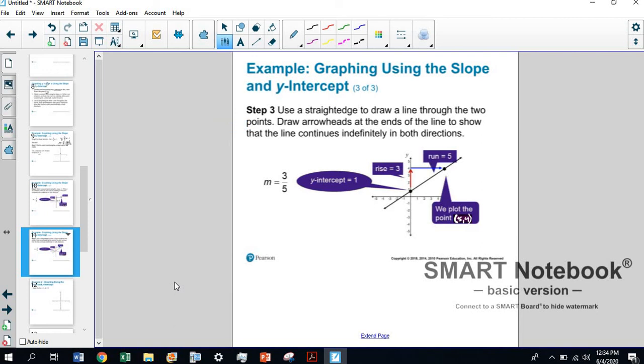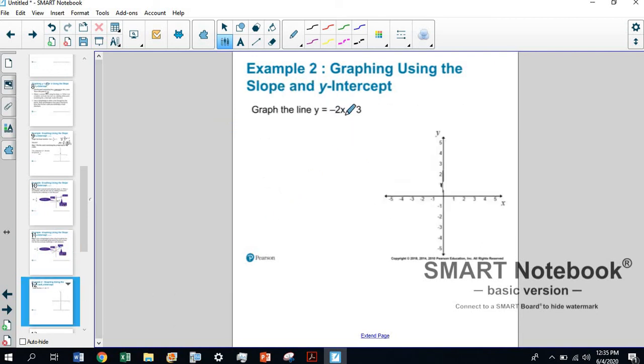Okay, so once again, using that kind of process, we're going to have you graph the line y equals negative 2x plus 3. Be careful, negative 2 is the slope here, but you need to think of that as rise over run, so how will we do that? And then graph the line. So take a minute, pause the video, and let's see what you got.